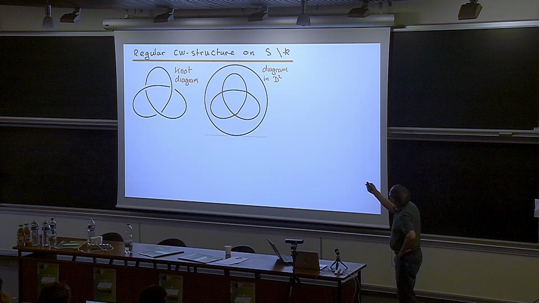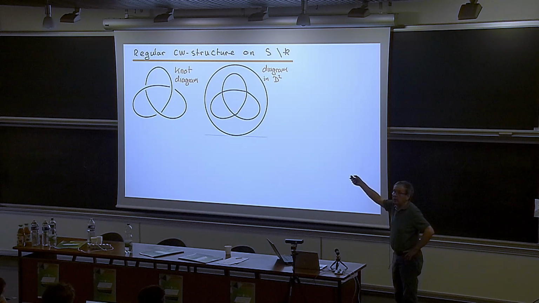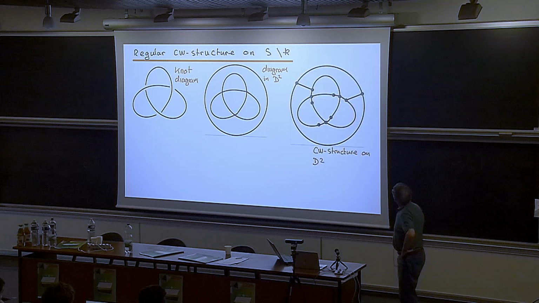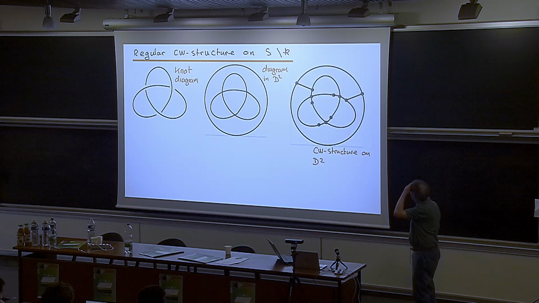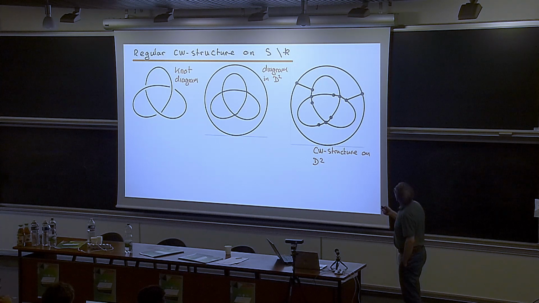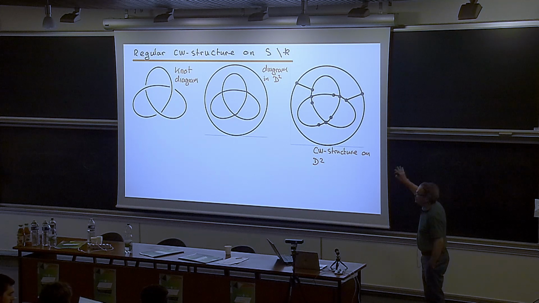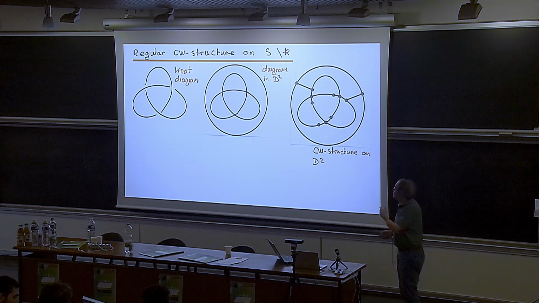And then let's give this disk D2 a regular CW decomposition. So there we have it. I've chosen various 0-cells, and then the various 1-cells, you can see there. And then we fill in the patches, the various 2-cells. So what you see there, I hope, is a regular CW decomposition of the 2-dimensional disk, which is in some way associated with the knot diagram for the trefoil knot.